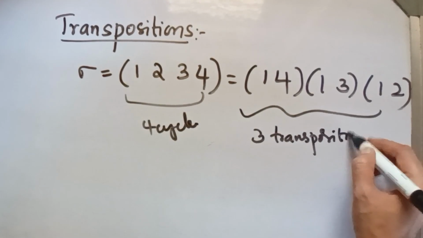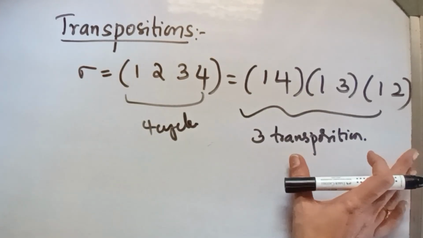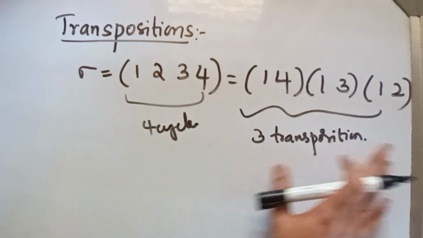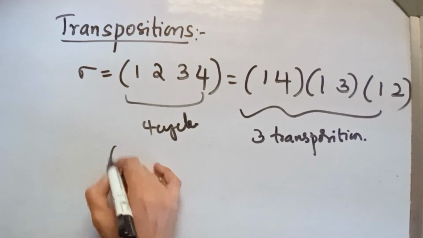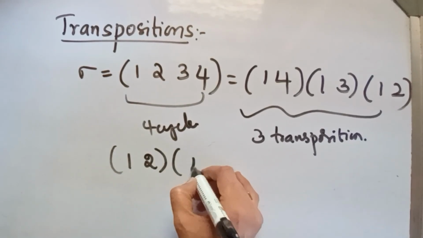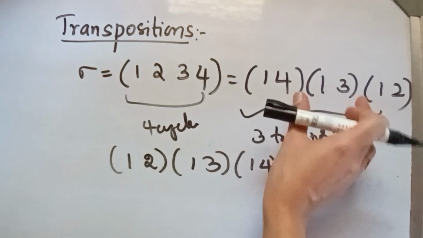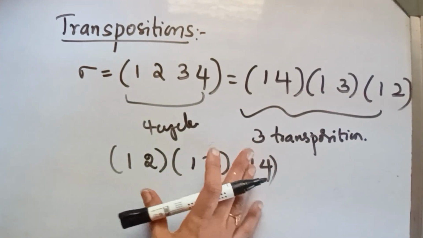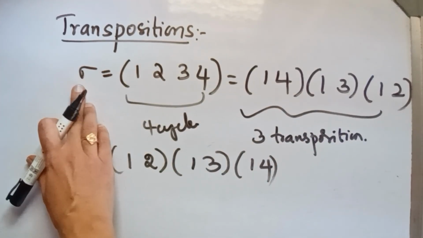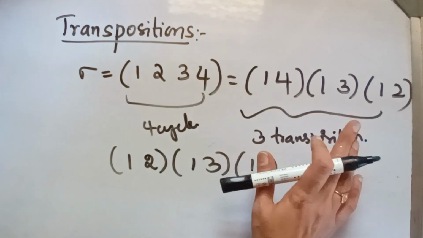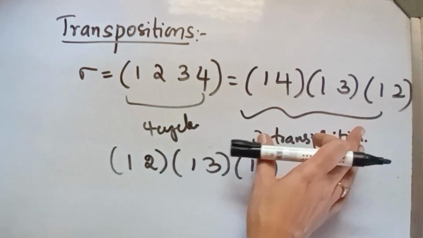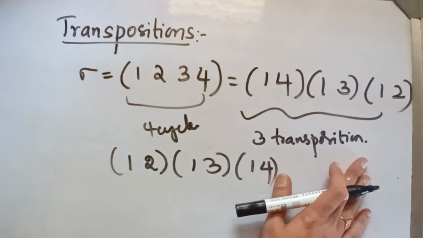And there is no unique way of representing it as a product of 3 transpositions. You can write it like this also: (1 2), (1 3), (1 4). You can interchange the positions also, then also you will get the same permutation. So there is no unique way of representing it as a product of r minus 1 transpositions.